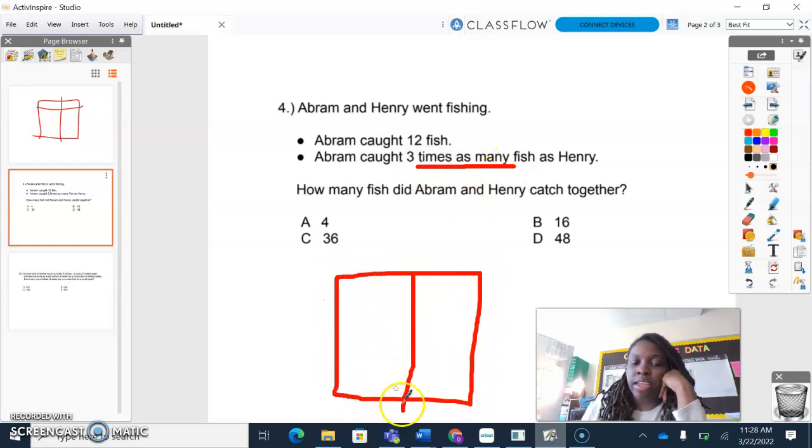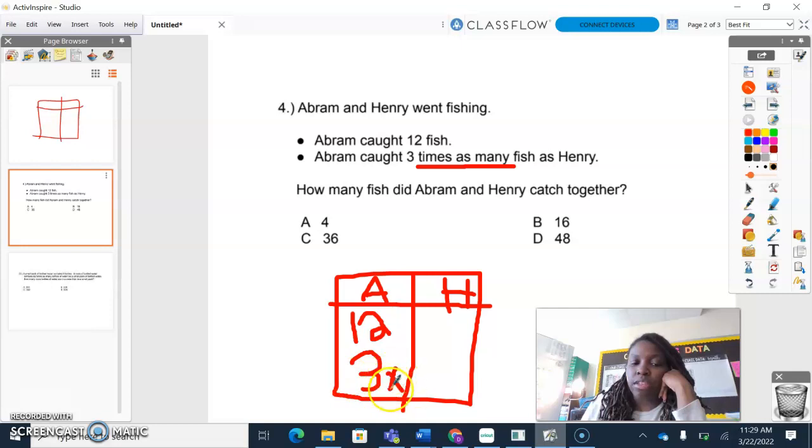So I'm going to draw out my table. And who are the two people we're talking about? Good, Abram and Henry. So we're just going to put an A and an H. Then we're going to fill them in. What are we filling in first? Good. Abram caught 12 fish, so we're going to put a 12 there. Abram caught 3 times as many. Where does the 3 times as many go? Good. It goes under Abram, right?